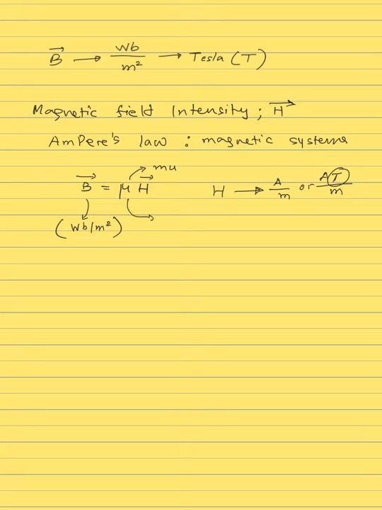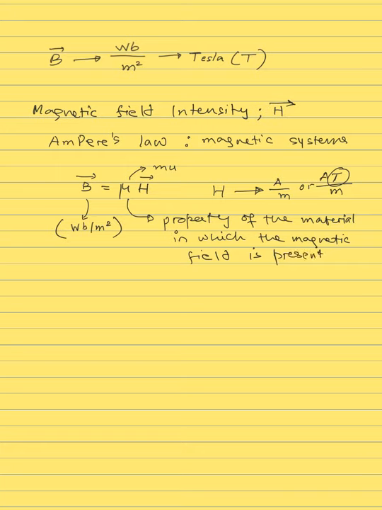Okay, so mu is the property of the material in which the magnetic field is present. And its name is mu though, but it's called permeability of the material, of the magnetic material. Mu. Okay. Now, mu is made up from two parts, mu 0 multiplied by mu r. Mu 0 is the permeability of the free space.